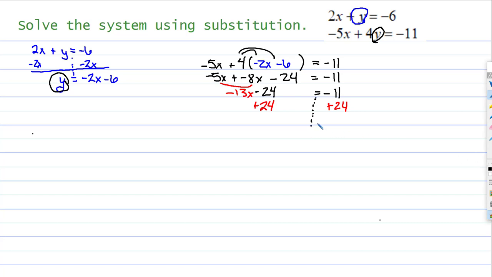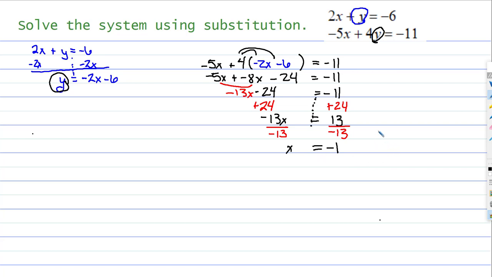And so that gives me -13x is equal to +13. Now we need to separate that -13 from the x. So we're going to divide both sides by -13. And therefore, x is equal to -1.